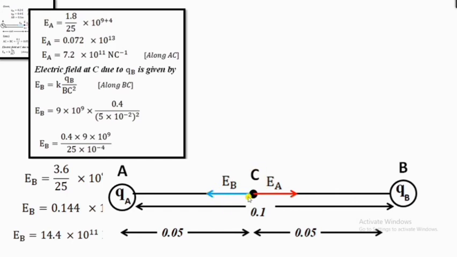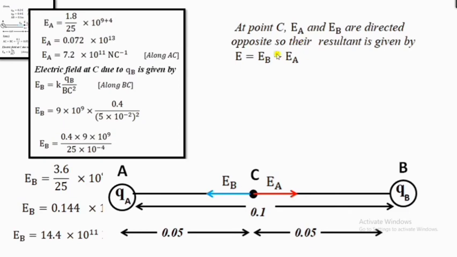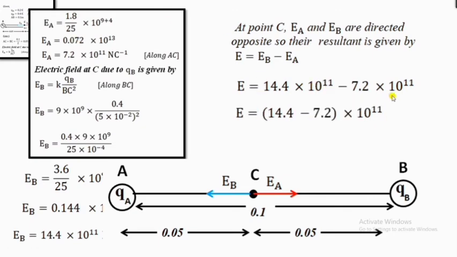Now we already know if the two vectors are opposite in direction, their resultant will be the difference of the two. So the total electric field is EB minus EA. Why EB minus EA? EB is greater. This is 14.4 and EA is 7.2. So when you subtract this, 10 to the power 11 will come out. So you will get 7.2 into 10 to the power 11 Newton per Coulomb and along BC, because the direction will be the direction of EB, and direction of EB is from B to C.